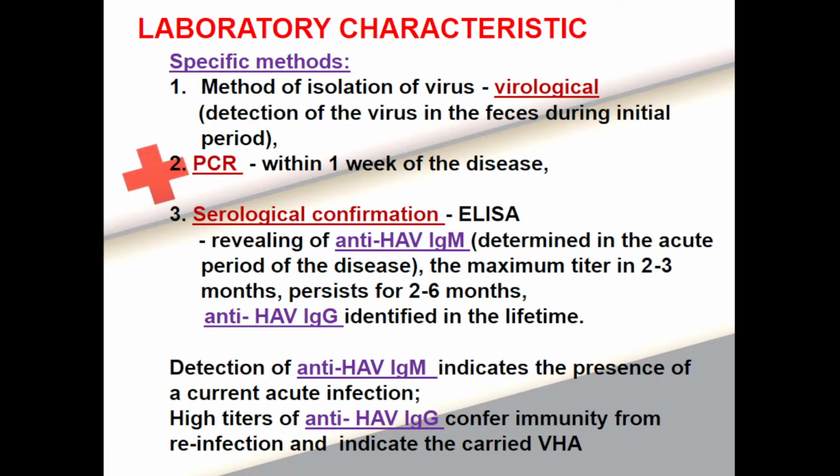But high titers of anti-hepatitis A immunoglobulin G confer immunity from infection or vaccination, because for hepatitis A, vaccination is possible.